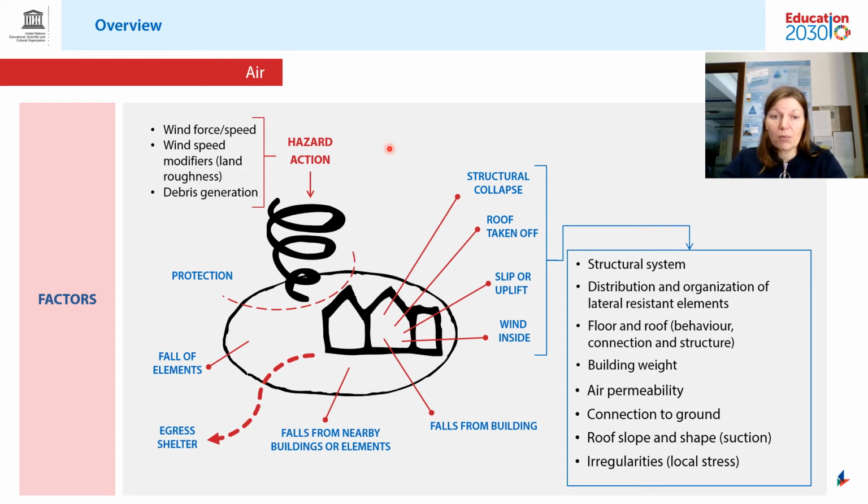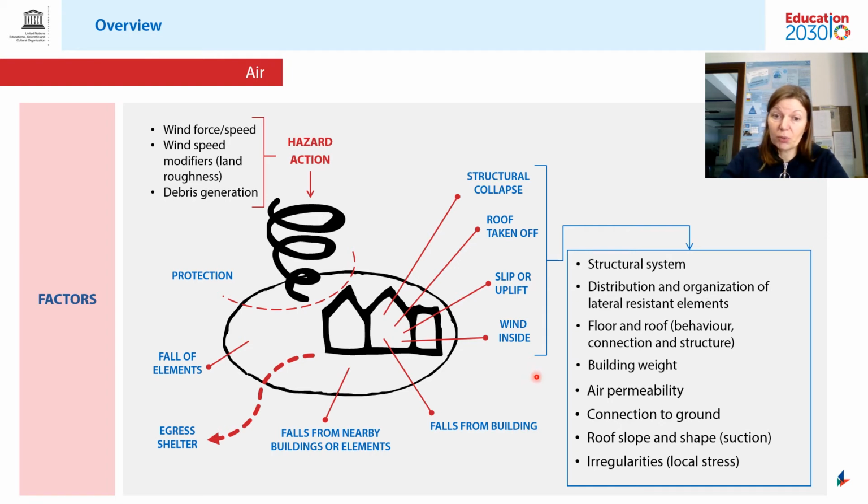There could be protections against wind in the school, and then there is a necessity to characterize the schoolyard, so to characterize the potential presence of elements that could fall, of elements that could form from nearby buildings, or elements that could fall from the school buildings. And also for the schoolyard, the necessity to identify the presence of egress paths or of shelters and of early warning systems.